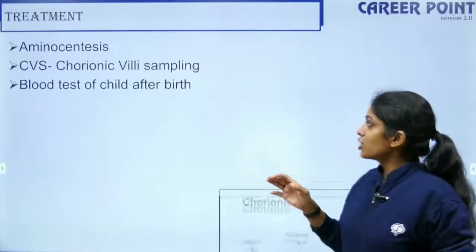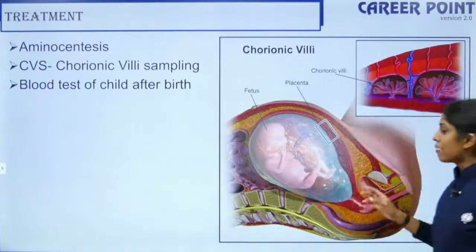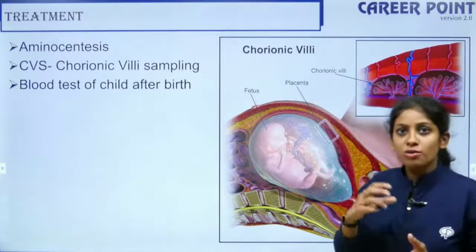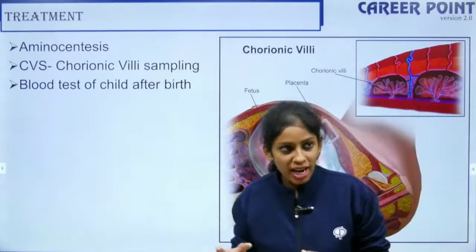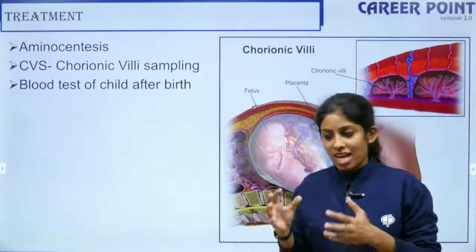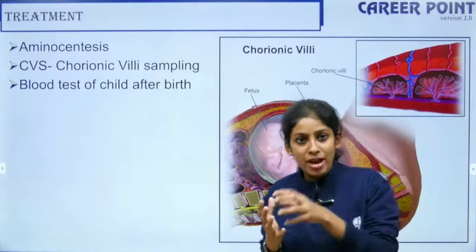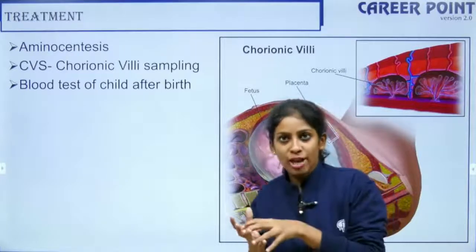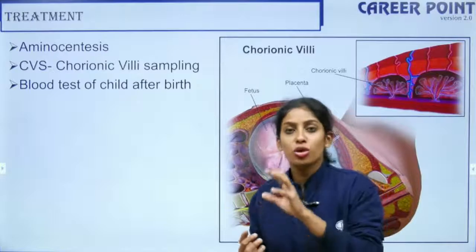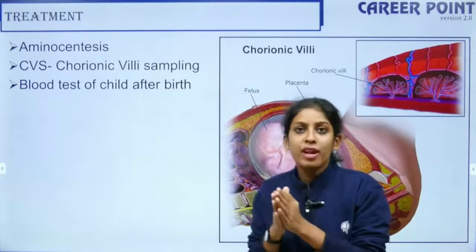I guess you know what chorionic villi sampling is. This is your placenta, right? Before the placenta is formed, you have your chorionic villi, which develops into the placenta. The moment the trophoblast gets embedded onto the uterine wall, the trophoblast forms a finger-like projection known as chorionic villi, which develops into the placenta.